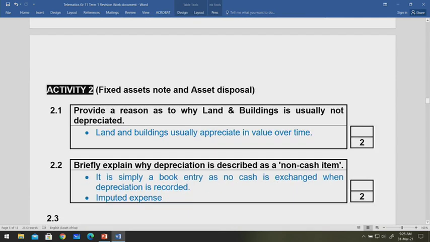First question, reason why land and buildings usually not depreciated, because land and buildings usually appreciate in value over time. Their value increases. Generally, it will increase. Therefore, we don't write off depreciation. Their value will not decrease. And then also depreciation, which is a non-cash item.